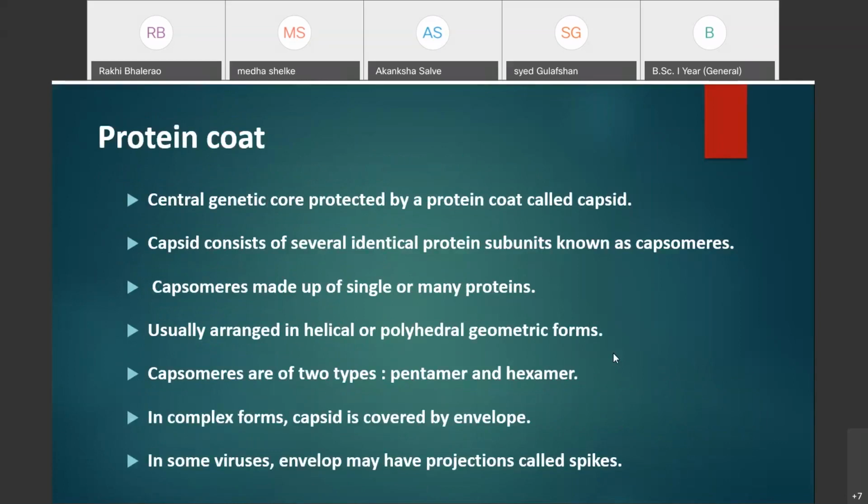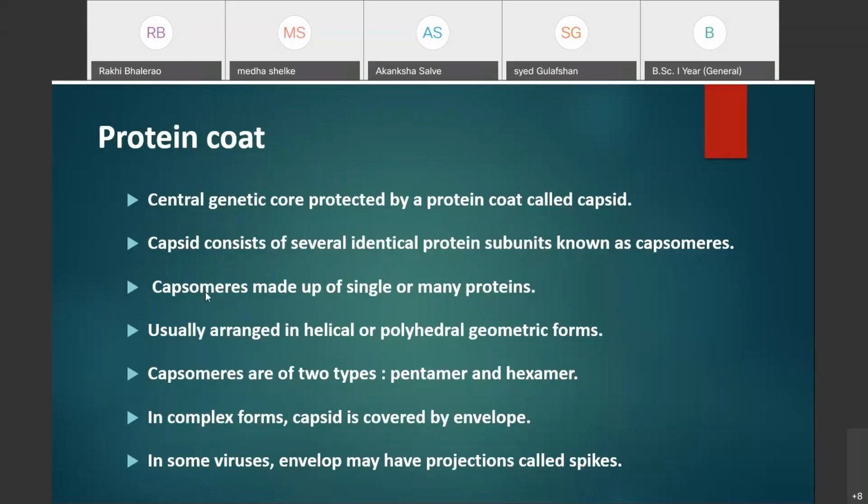The central genetic core is well protected by the protein coat, and that protein coat in viruses is referred to as the capsid. The capsid consists of several identical protein subunits. A large number of protein subunits come together to form the capsid. These identical protein subunits are known as capsomeres. Understand that the capsid is the protein coat surrounding the genetic material, and it consists of several identical protein subunits known as capsomeres.